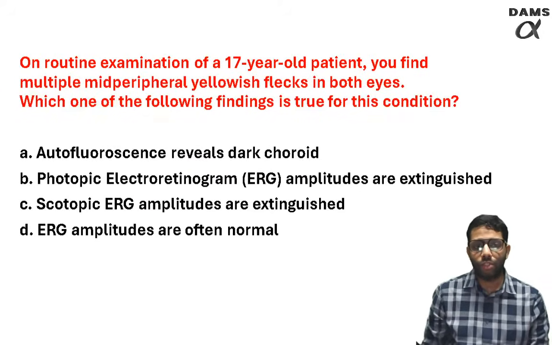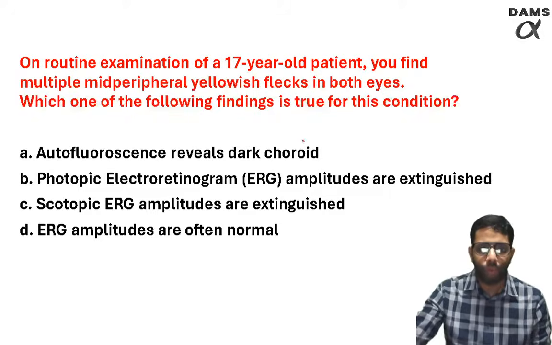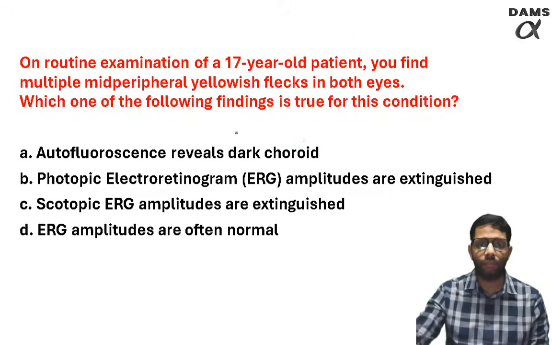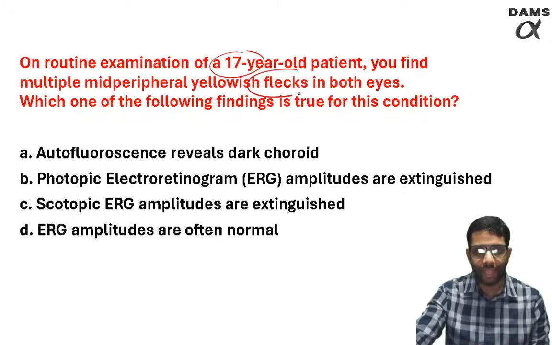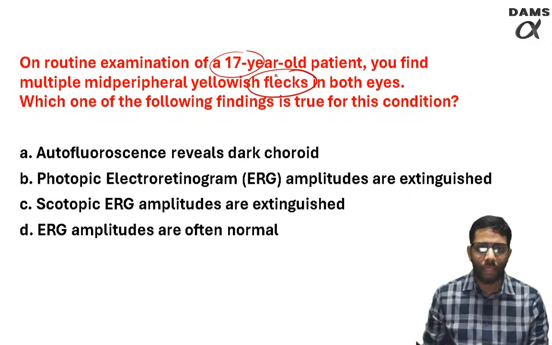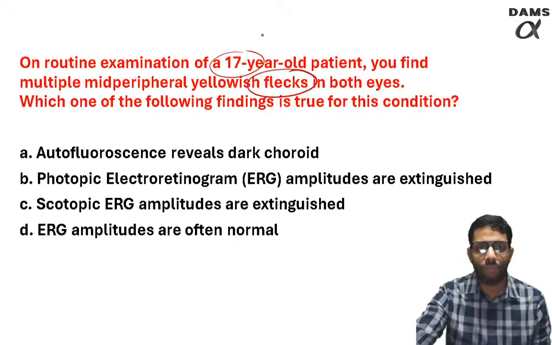Now, routine examination of a 70-year-old patient, you find multiple mid-peripheral yellowish flecks in both eyes. Only two things are given. One is age and the other is the word flecks. Deep knowledge of the subject will tell you that flecks are nothing but lipofuscin, which is deposited in two conditions. One is Stargardt's and one is Best. And lipofuscin is like flecks. Flecks means scattered. Scattered goes in favor of a beaten bronze appearance, and that is Stargardt's.